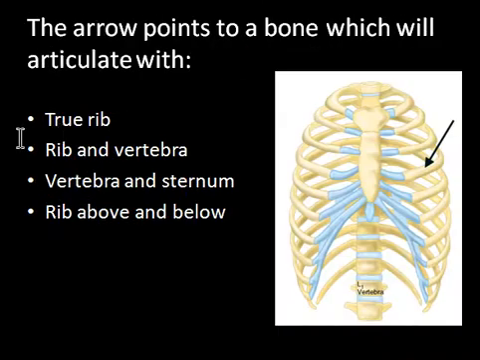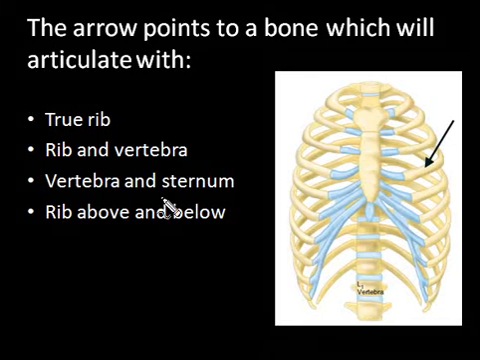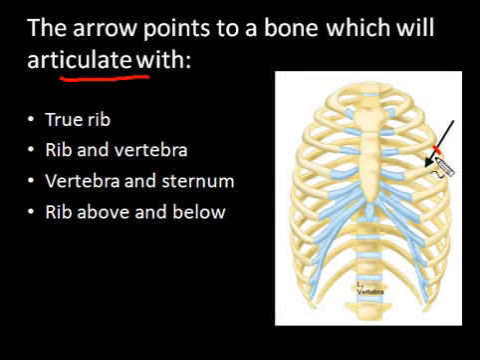Now let's look at the second question, where it says the arrow points to a bone which will articulate with. So it's not asking you to identify the bone, but it's just asking you to identify the bone in your head. The choice that you have to choose here is what will it articulate with. You can see here is the rib, and the ribs articulate with the vertebral column at the back, so with the vertebra on the posterior aspect, and here through the costal cartilage you can see it articulates with the sternum. So the first choice is wrong, because yes, it is a true rib, but that's not what the question is asking.